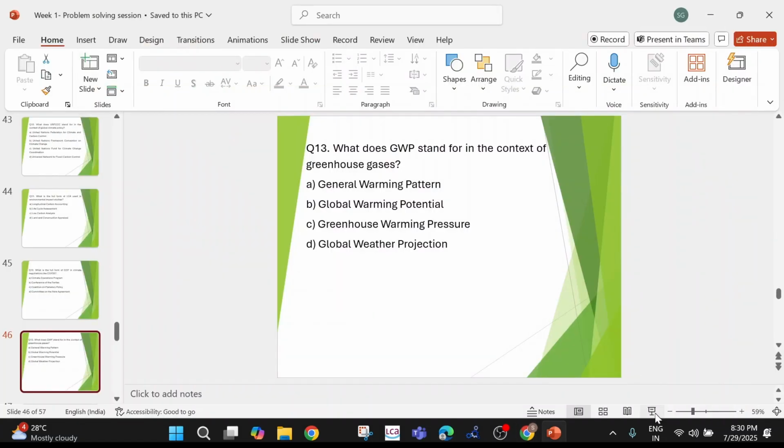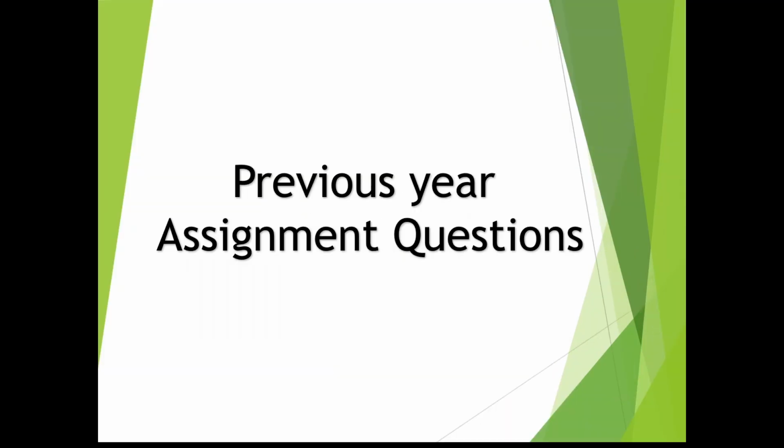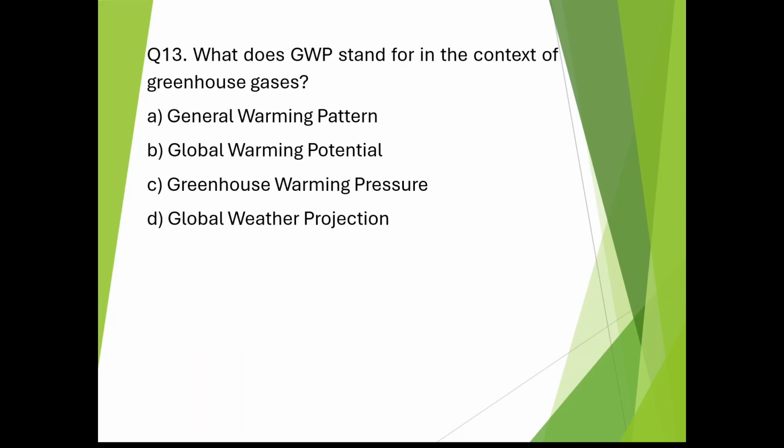So it would be better for all of you to get used to the many questions. Like we have discussed around 44 questions, I guess. 46 we are now in here. So here is question number 13, and most of you have answered it correctly. It was option B, global warming potential.